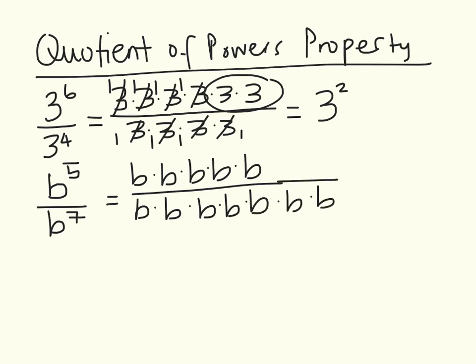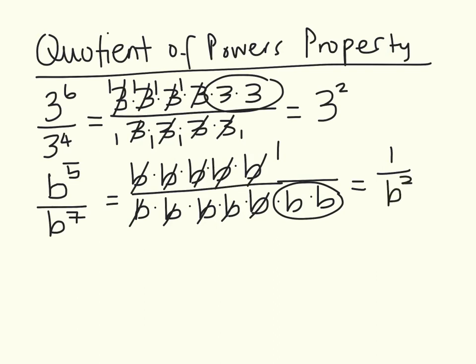So now you can see that the power of the base in the denominator is bigger, so same thing, you're going to divide them out. So you're going to end up with a 1 in the numerator, so it's going to be 1 over, there are 2 b's here, 1 over b squared.